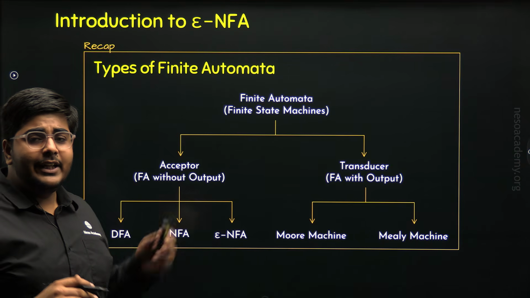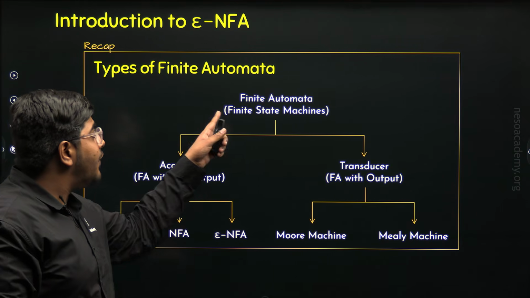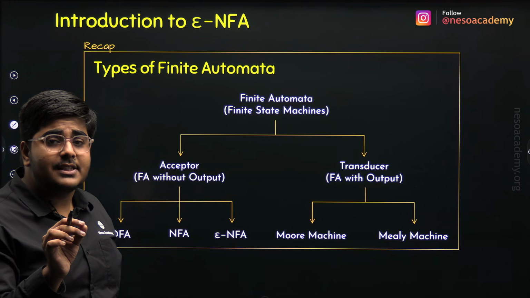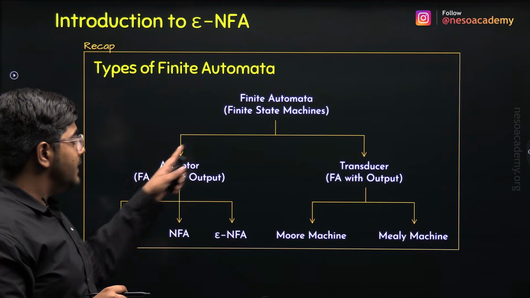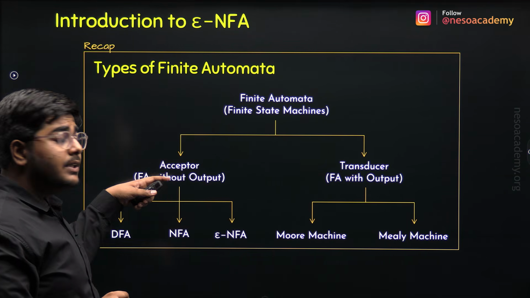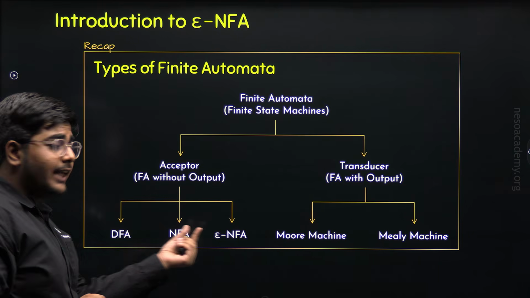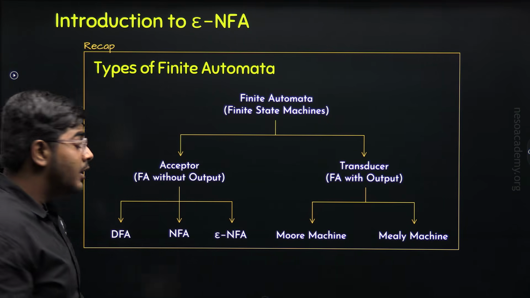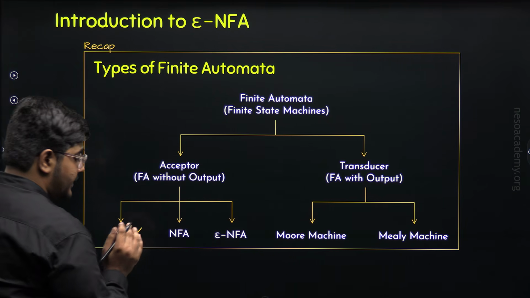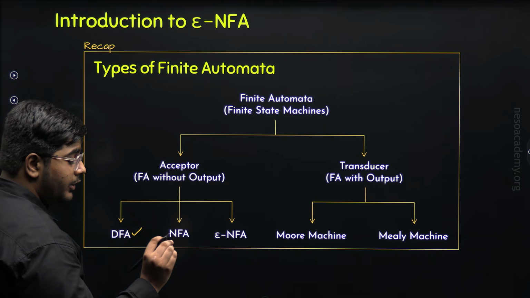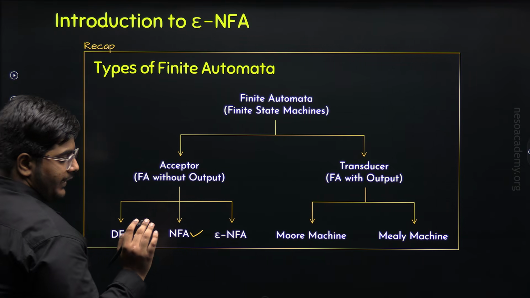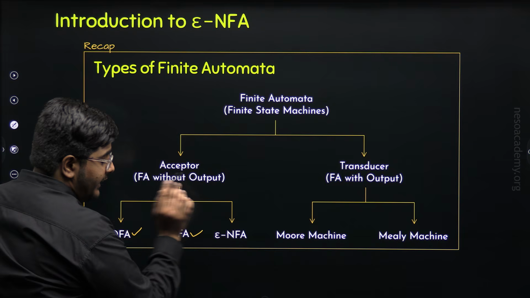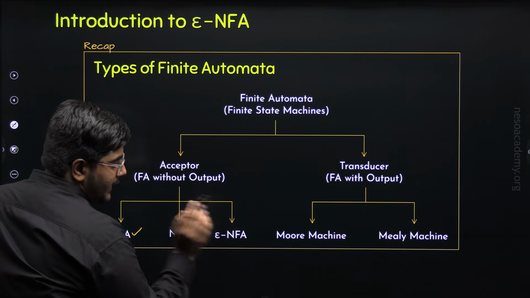So, we already know the basic classification of finite state machines. Finite state machines or finite automata are broadly classified into two categories, acceptors and transducers. Acceptors are further classified into three types, DFA, NFA and epsilon-NFA, out of which we have already completed deterministic finite automata and we have already completed non-deterministic finite automata. And now we are going to proceed with the third type of finite automata without output, that is epsilon-NFA.